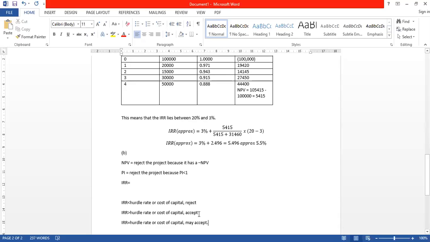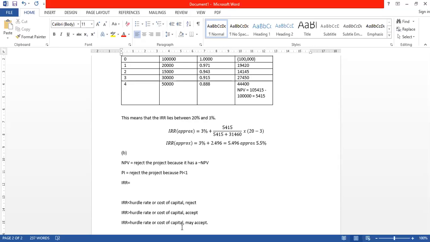And at that instance, what do we do? We accept the project. Then if the IRR is equal to the hurdle rate or the cost of capital, it means that at least the company can break even. They can have a return that is high enough to pay back their cost of capital. Maybe given other considerations, other non-financial considerations, the company may accept.